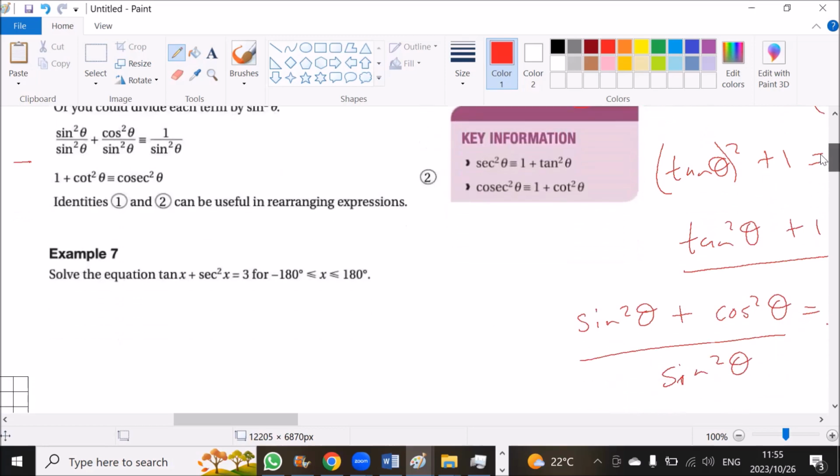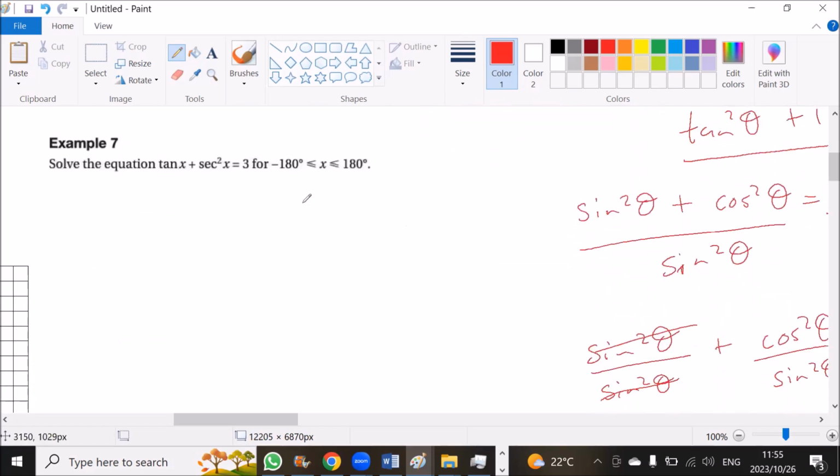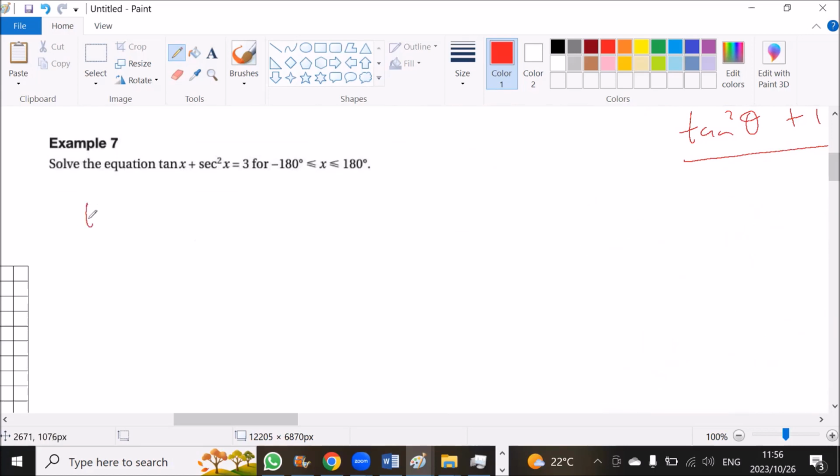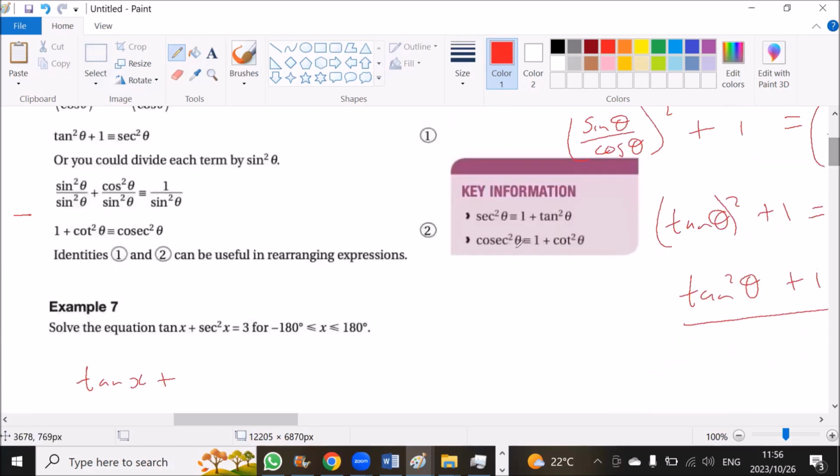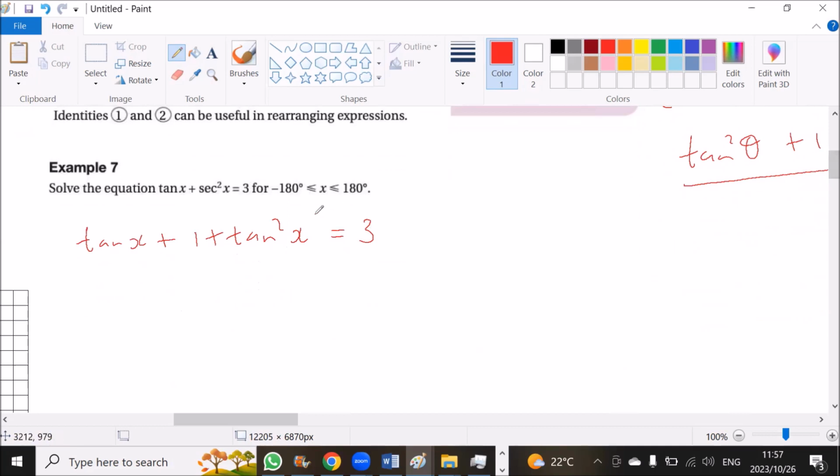Let's look at a question. Solve the equation tan x plus sec squared x is equal to 3. So we can say tan x plus sec squared x. We can see sec squared x is 1 plus tan squared x, so tan x plus 1 plus tan squared x is equal to 3. We take this 3 to the other side, form a quadratic equation, and rearrange it. We have tan squared x plus tan x minus 2 is equal to 0.